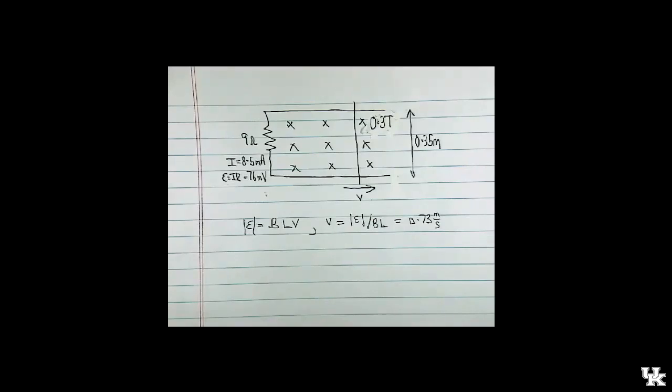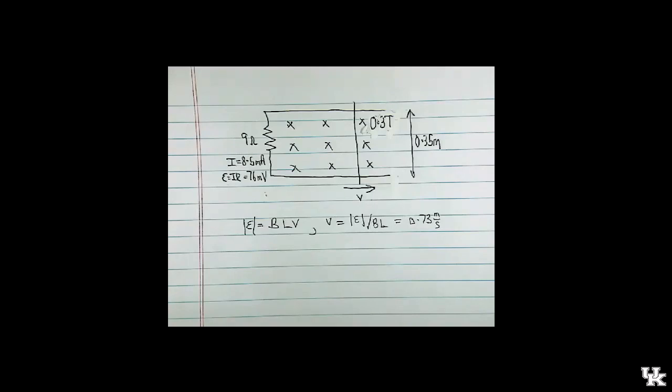The second question is an interesting question. It says, what force did I apply to move the rod at that constant speed of 0.73 meters per second? So you might be thinking, well, how am I going to calculate that? Why do you even need a force to move the rod at constant speed?